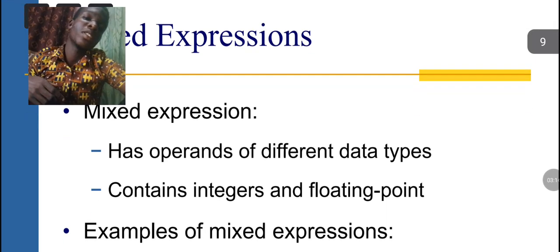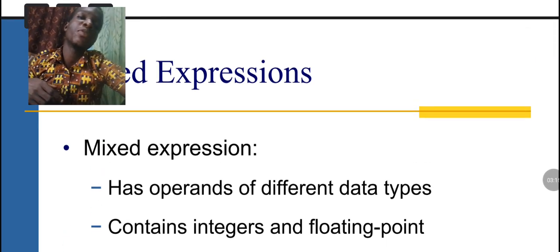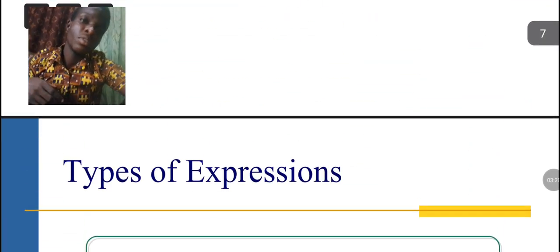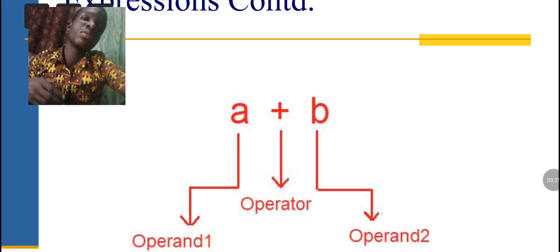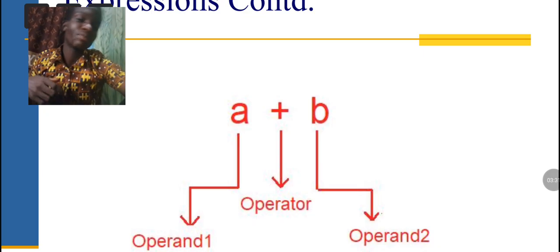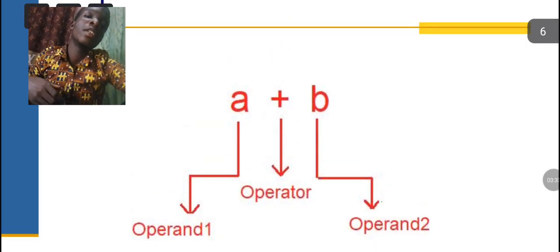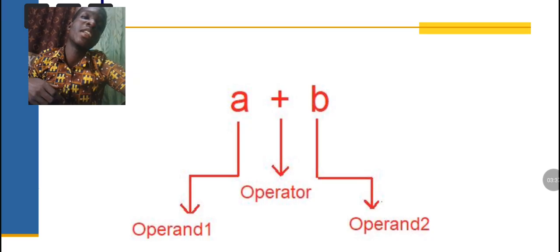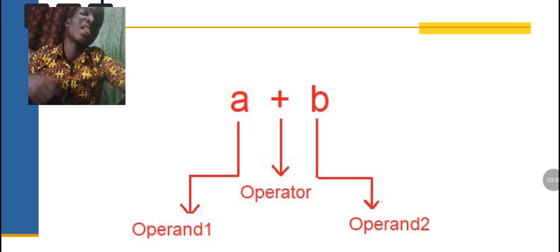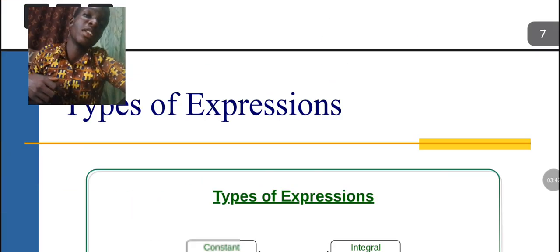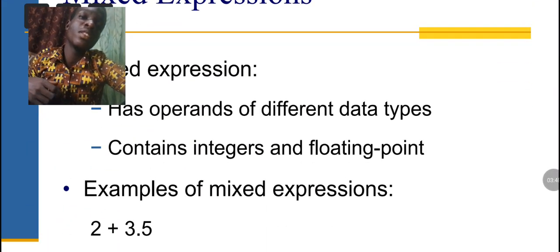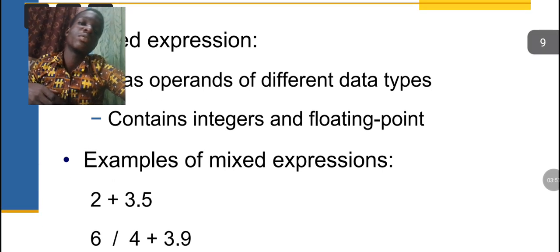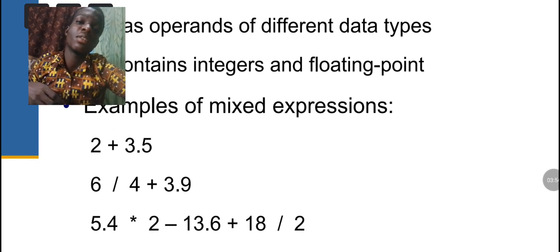Now mixed expressions. A mixed expression has operands of different data types. What it means is, let's say A is 3, an integer, and B is a floating point number, for example 2.5. This is a mixed expression, because it contains integers and floating points. Here are some examples.